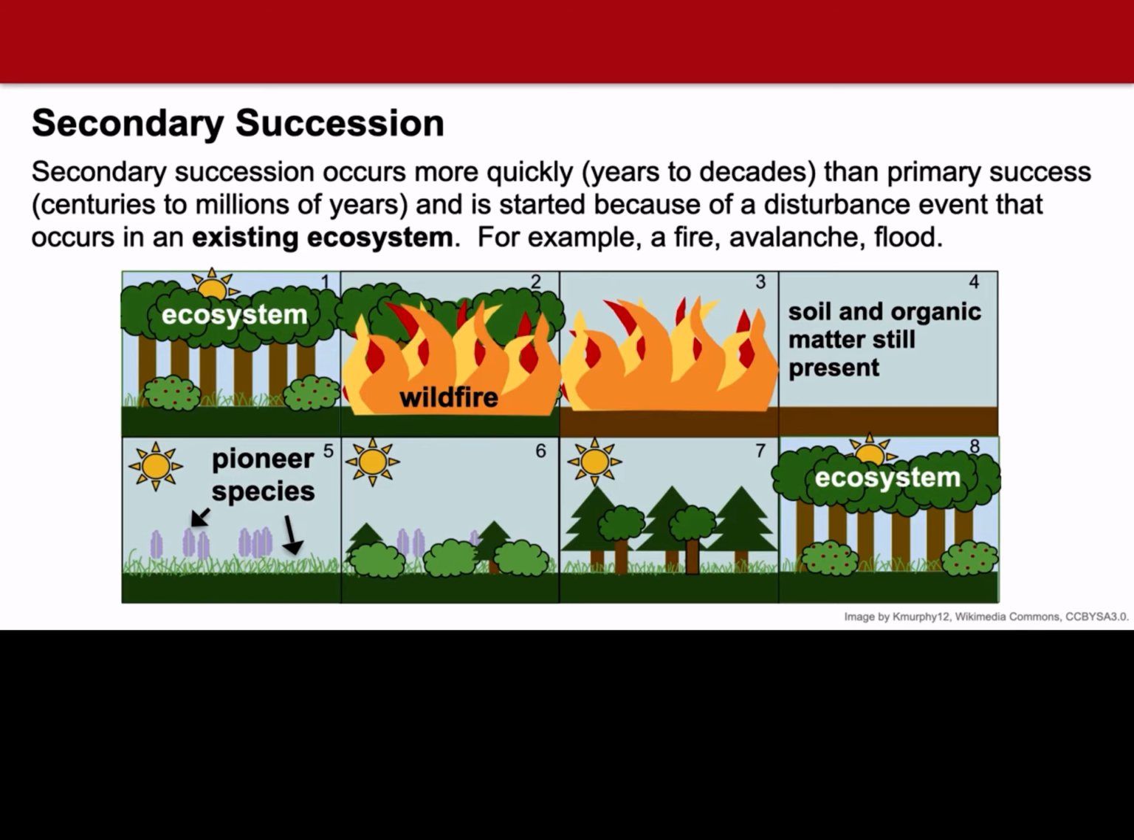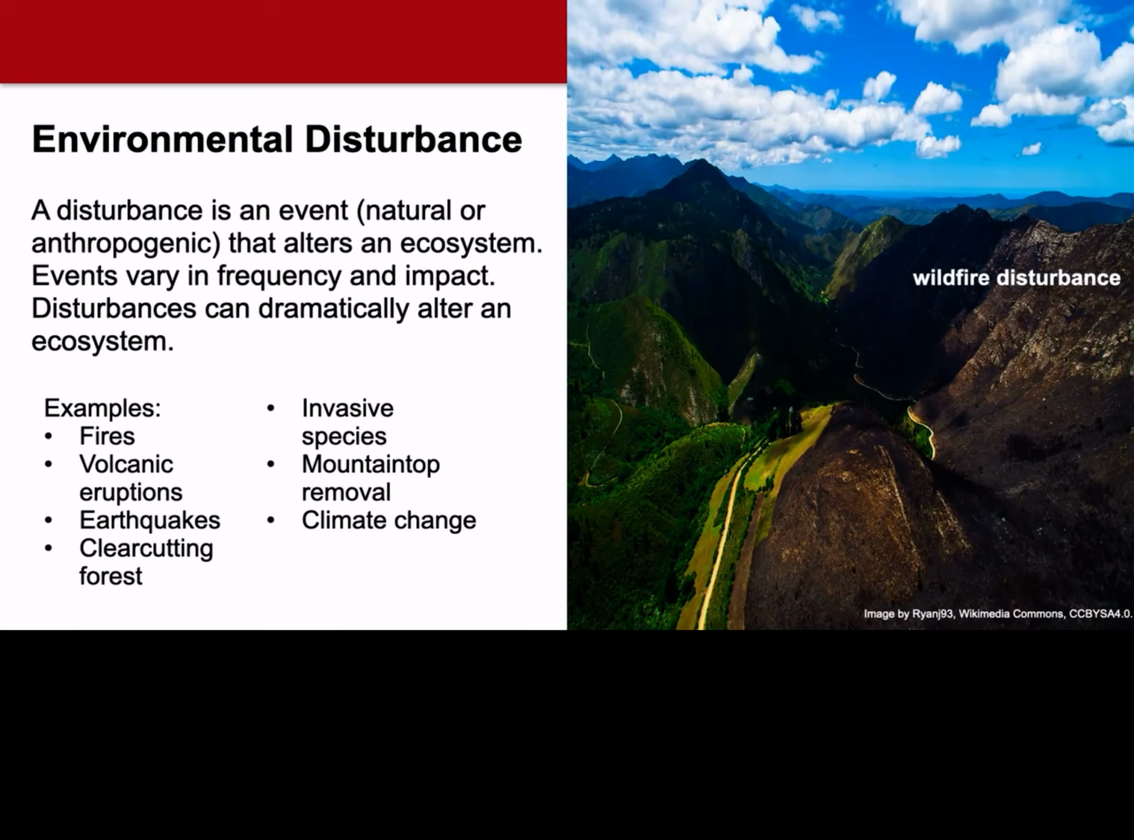In panel 5, we see pioneer species, and then over decades to centuries of change, we see the formation of a mature ecosystem again in panel 8. Numerous events can trigger secondary succession to occur. Ecologists refer to these events as an environmental disturbance, and these events can dramatically alter an ecosystem. They can be natural, such as an earthquake and landslide, or anthropogenic, such as a wildfire caused by power lines. Other examples include fires, volcanic eruptions, introduction of an invasive species, clear-cutting forests, mountaintop removal, and climate change.